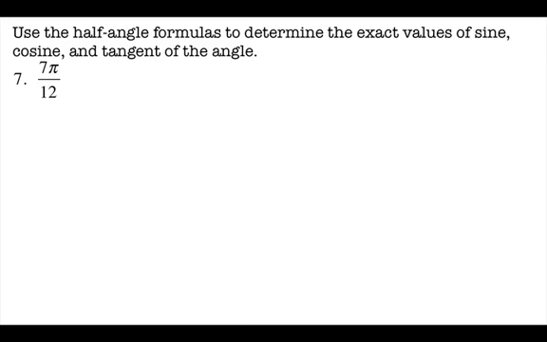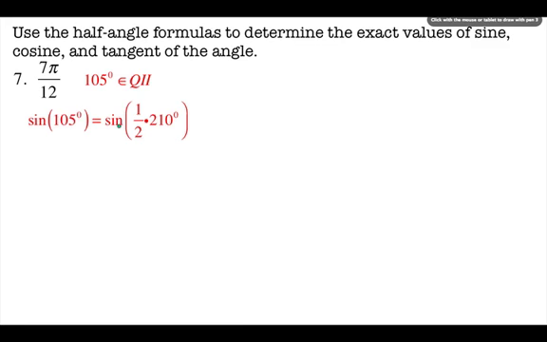First, what we're going to do is change this to degrees. I notice that this is 105, and 105 is in quadrant 2. Sine of 105 is the same thing as 1/2 of 210. And notice that 105 is not one of those special angles in the unit circle. That's why we're using this formula. Since I want to use sine, this is the formula that I'm going to be using.